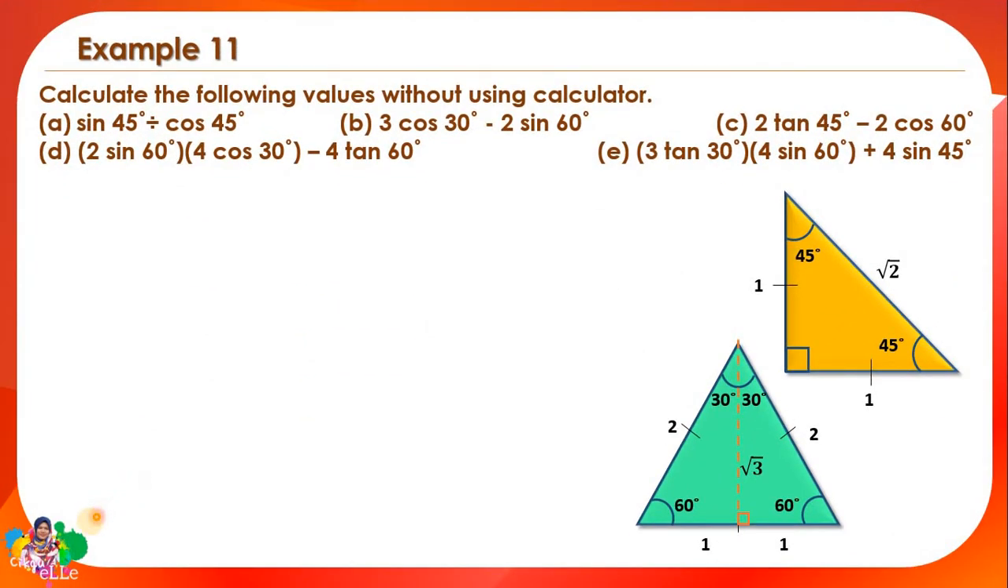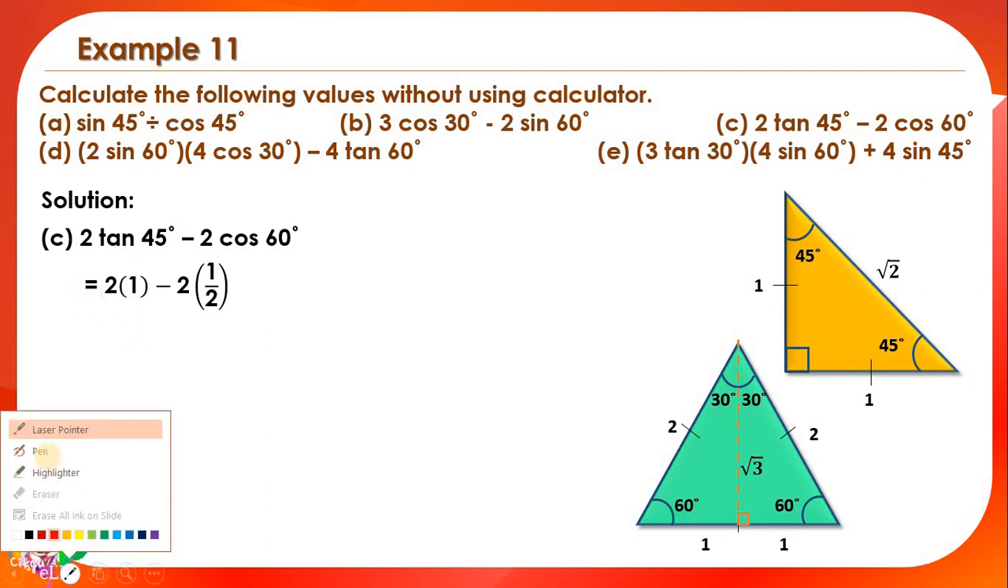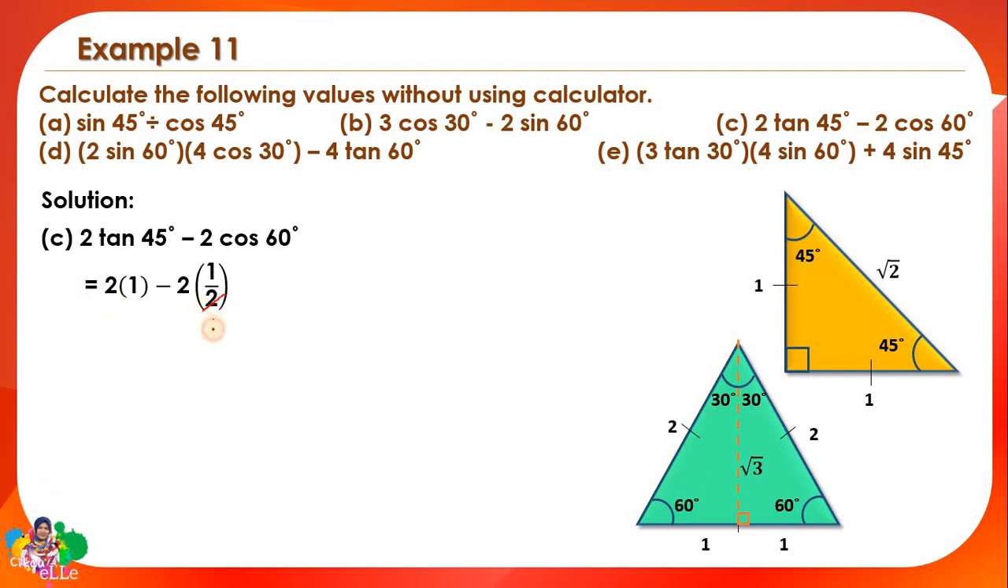Okay, now for question C. 2 tangent 45. Tangent 45 is what? Tangent is opposite over adjacent. So tangent 45 is 1. Okay, so then this one you can simplify, right? So 2 times 1 minus 1. 2 minus 1 equals 1. Alright? Okay.